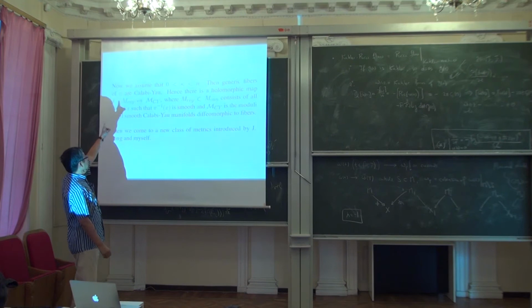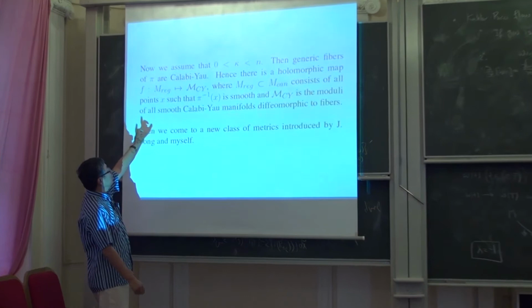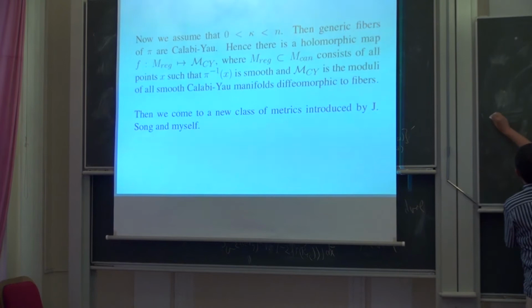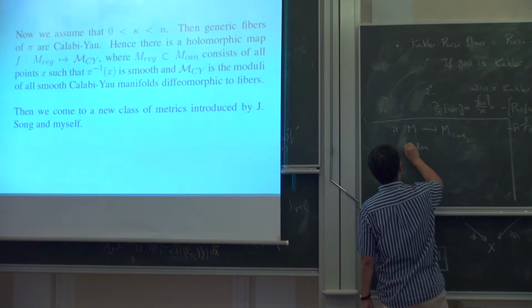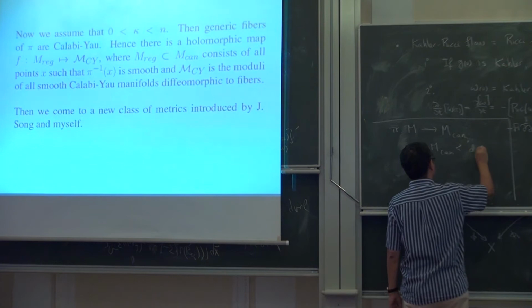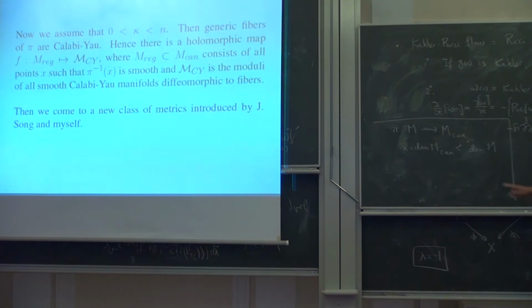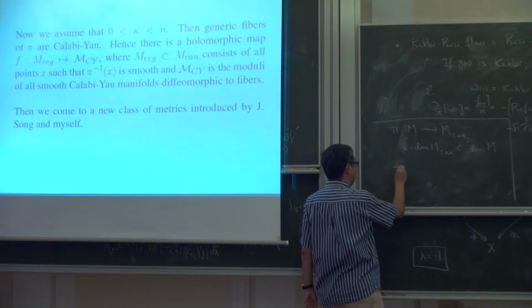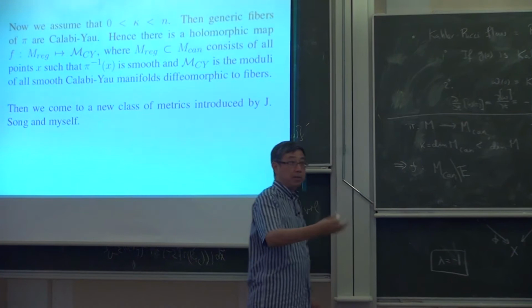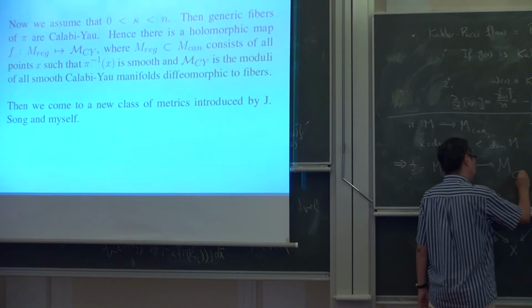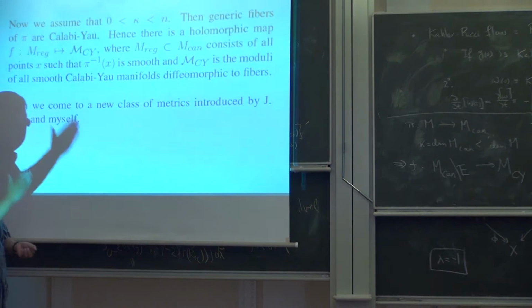So let's assume the Kodaira dimension is in between. So it's an intermediate case. So that's what I said: you have a fibration. So I have this map from M to M canonical. The dimension of M canonical is now less than the dimension of M. Then the generic fibers are Calabi-Yau. So then you get a developing map from the base, M canonical, maybe minus some divisors where the fibers are singular, into a moduli space of Calabi-Yau. This is called the developing map. It tells you how the complex structure of the fibers varies.